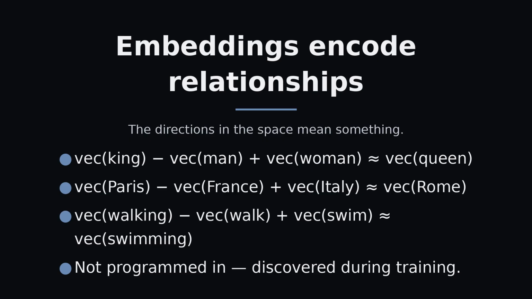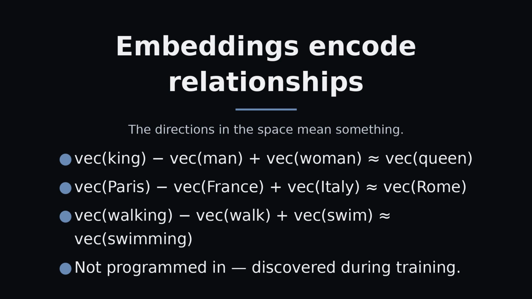Here's the moment that made researchers realize this wasn't just clever indexing. If you take the vector for king, subtract the vector for man, and add the vector for woman, the point you land on is extremely close to the vector for queen. Paris minus France plus Italy lands on Rome. Walking minus walk plus swim lands on swimming.